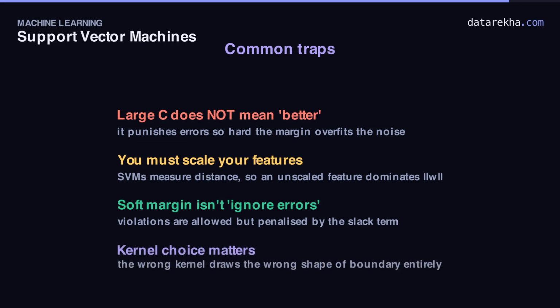And trap 4. Reaching for a fancy kernel blindly. The kernel decides the shape of the boundary. A linear one for straight splits, an RBF for blobs and rings. Pick the wrong one, and you force the wrong geometry onto your data.